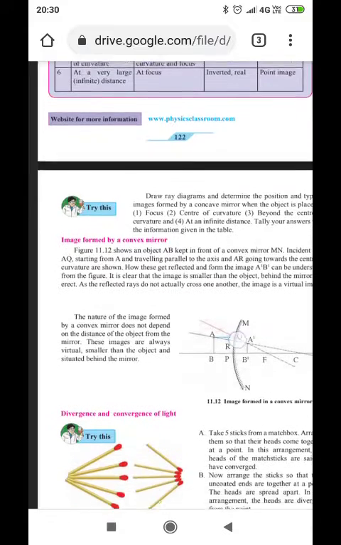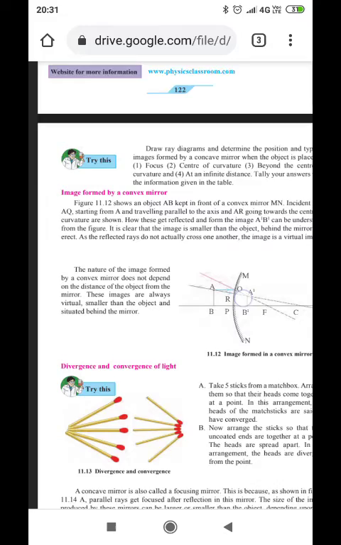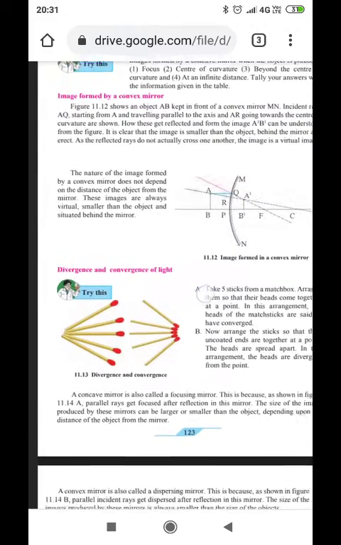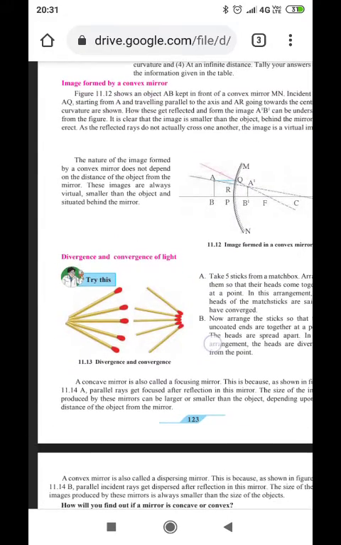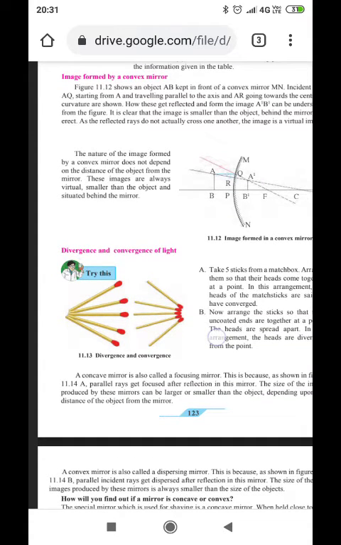So thus we have discussed all types of position of the object and its image, where the position of the image will form and what will be the nature of the image. Now that was about the concave mirror. Now we'll be discussing the position of the image with the convex mirror.